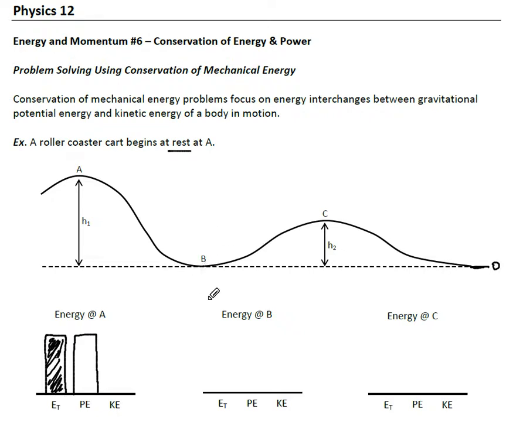If B is where we are considered to have zero potential energy, at that point our total energy should still be the same, but all that potential energy is converted to kinetic energy. So the energy is conserved, just PE has become KE. At that point, somewhere in the middle, total energy is still the same. So we haven't lost any energy.